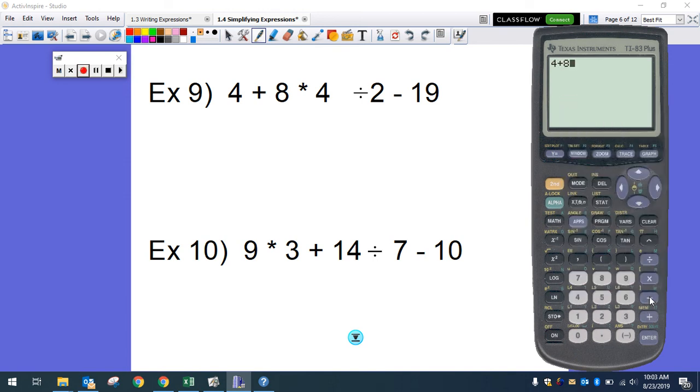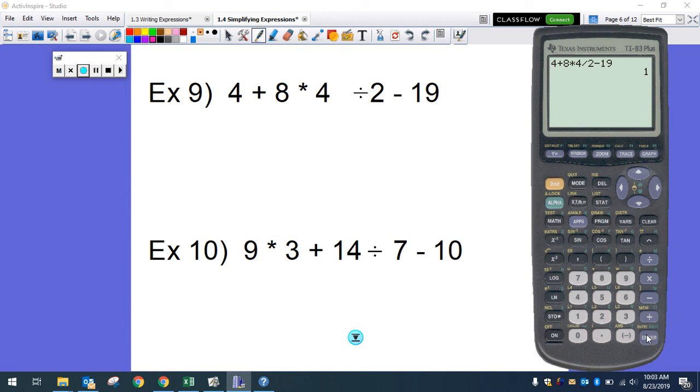4 plus 8. This little sign is a times. Times 4 divided by 2 minus 19. And example 9 is 1. So if you'll pause it and try example 10.